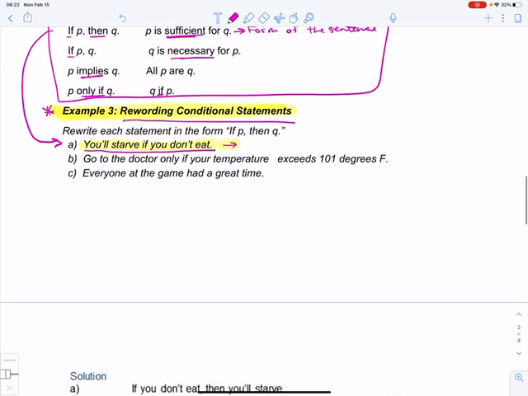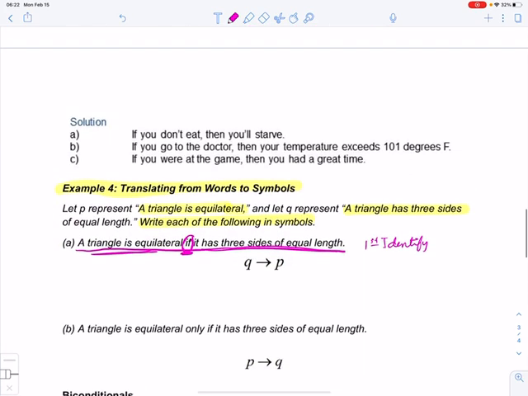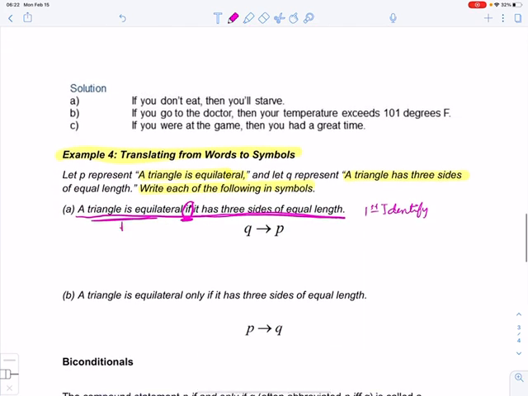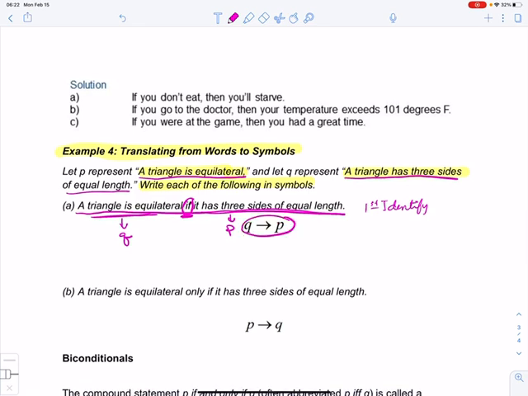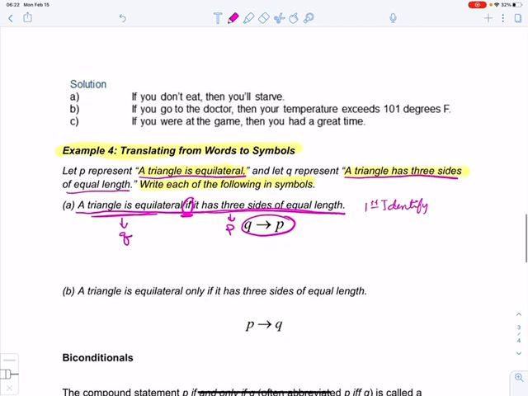So when I look up here, I see that Q if P. Well, to me this is saying that this first statement is Q, and the second statement is P, which is exactly what they tell us in the directions. P is a triangle that is equilateral, and Q is a triangle that has 3 sides of equal length. So that makes sense. So, like this says right here, our last step, once we identify all that, is to write our Q implies P. And this is your answer.